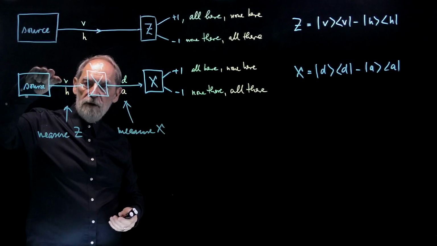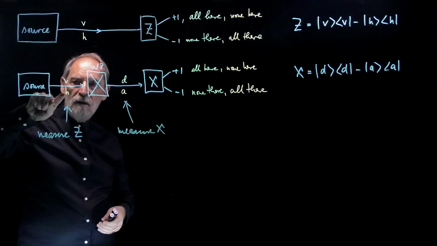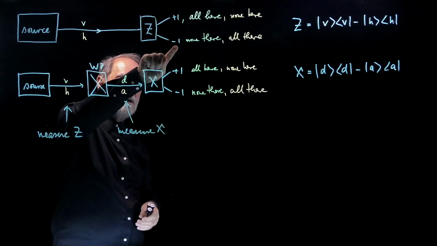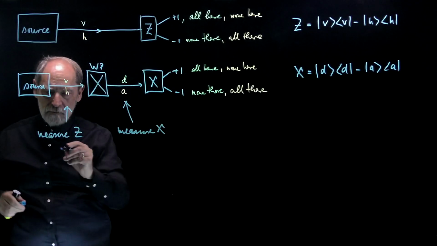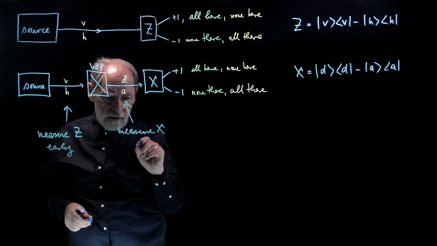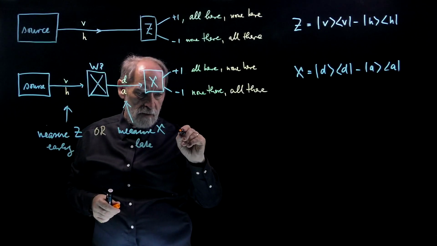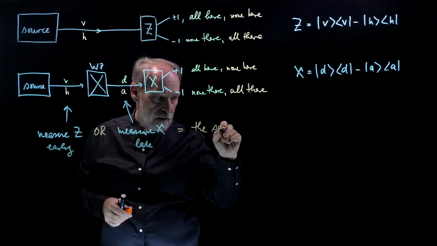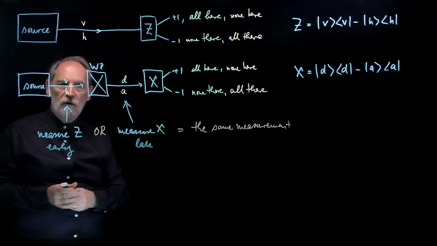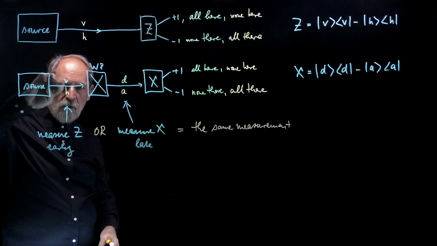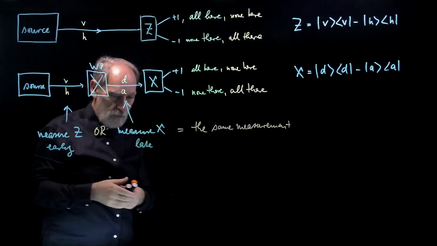So, for the ones which are vertically polarized as they come from the source, and they finally give +1 here, they also give +1 there. The ones that come horizontally polarized from the source, they give -1 there, but they also give -1 here. So, whether we measure Z at this early stage or we measure X at the late stage, these two measurements are the same. It's two different ways of telling whether a photon that left the source was horizontally polarized or vertically polarized. We can either measure Z directly, or we can use a wave plate and an X measurement. We get the same information.